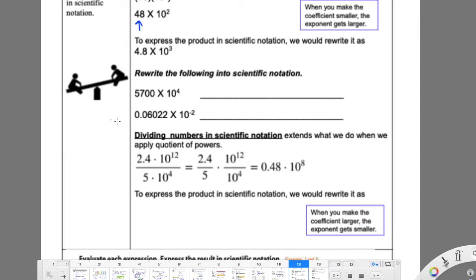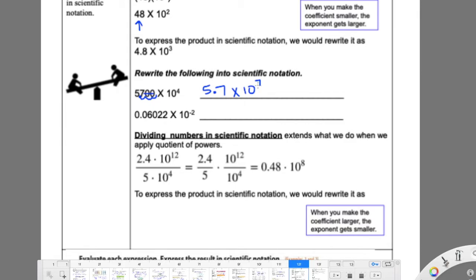And we need to go 1, 2, 3. I need to move it 3 more times. So I have 5.7. Remember, once I have all significant numbers, I can drop off the zeros. Times 10. Instead of to the 4th power, I moved it 3 more times. So it's going to be to the 7th power.